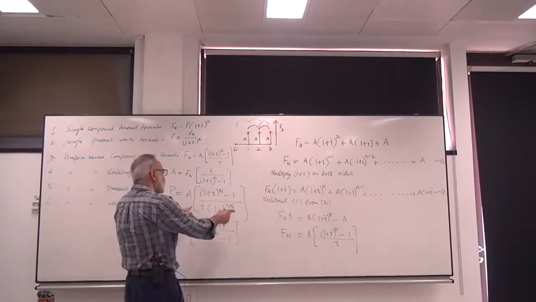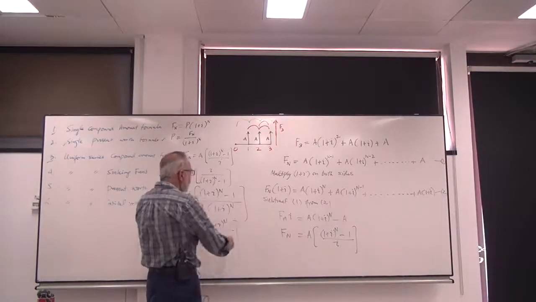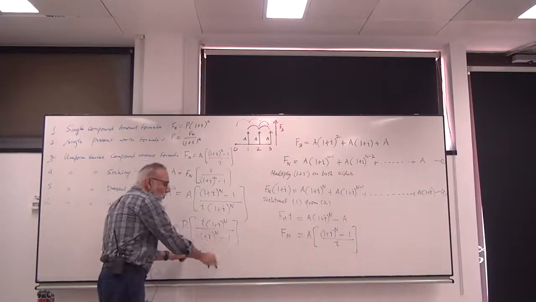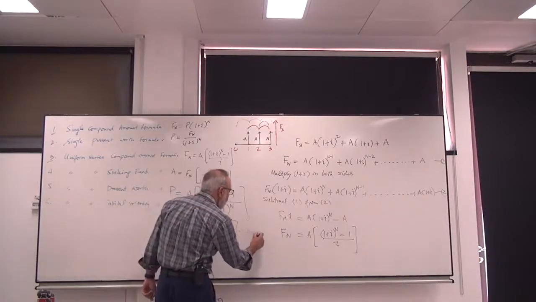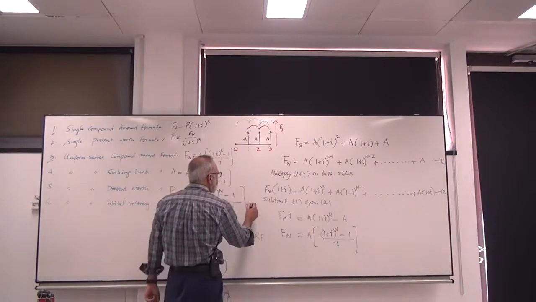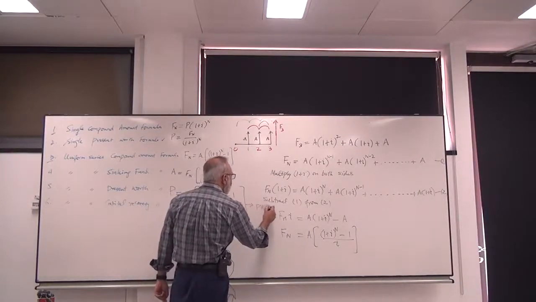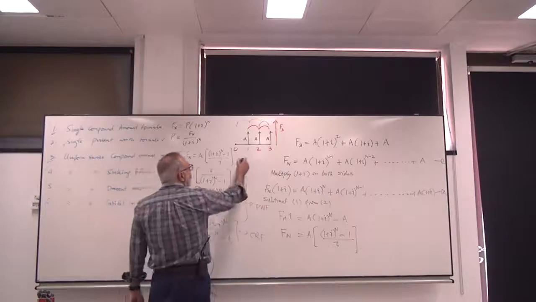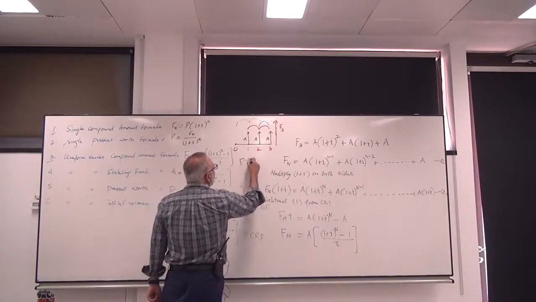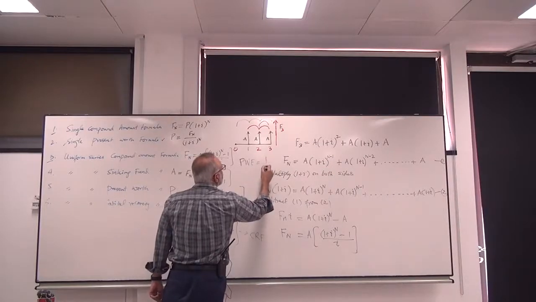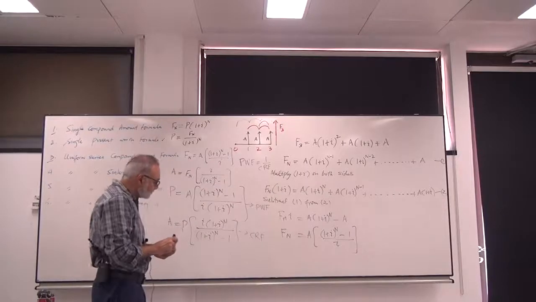The term in this bracket is called the present worth factor, and the term in this bracket is called the capital recovery factor. So this is CRF, capital recovery factor, this is PWF, present worth factor, and the present worth factor is the inverse of the capital recovery factor.